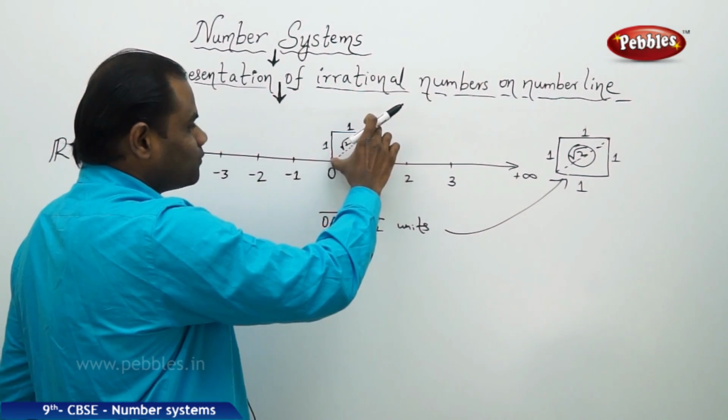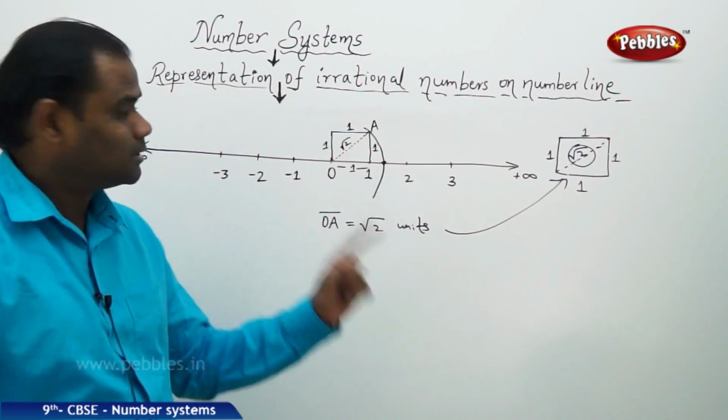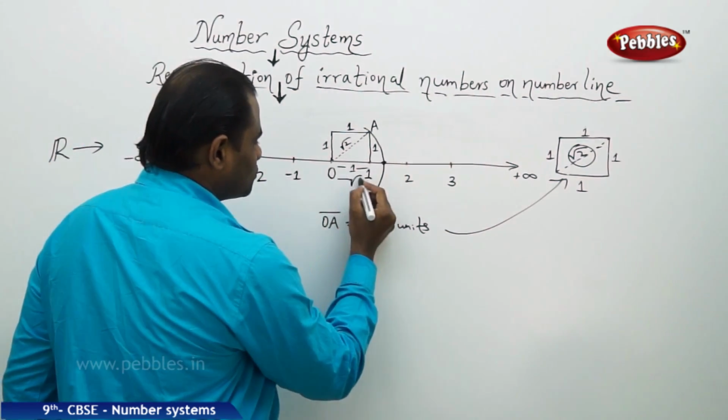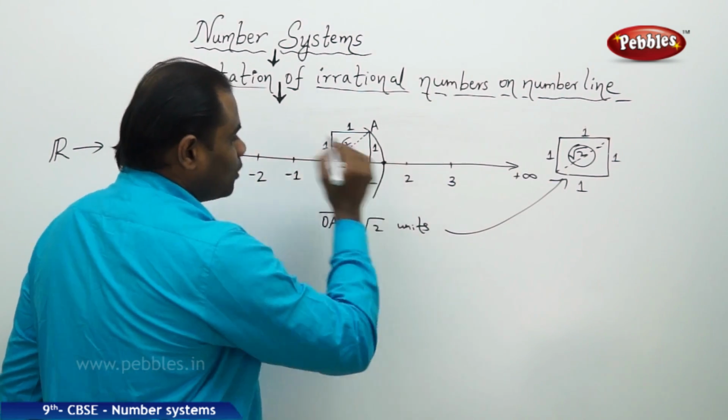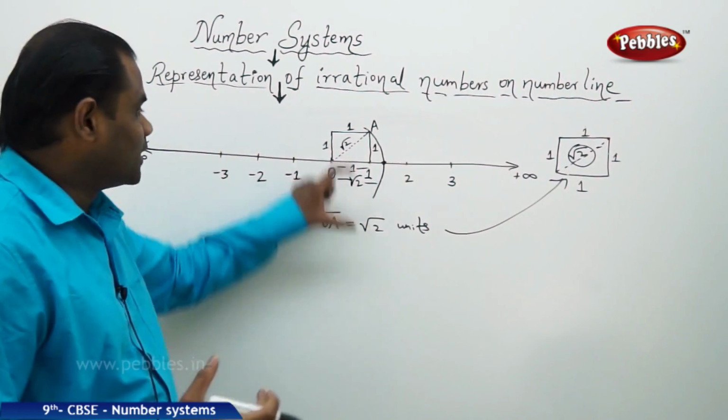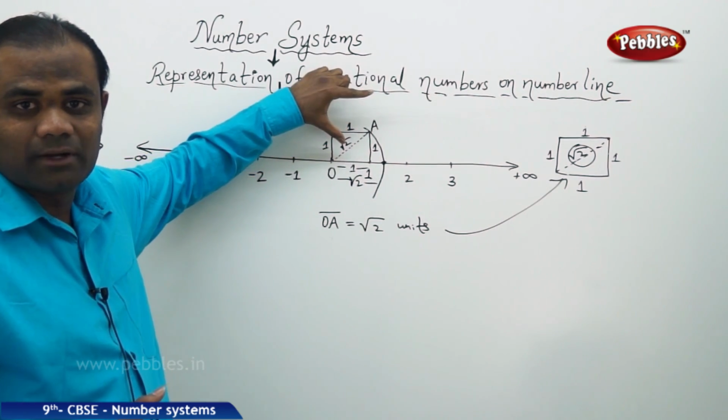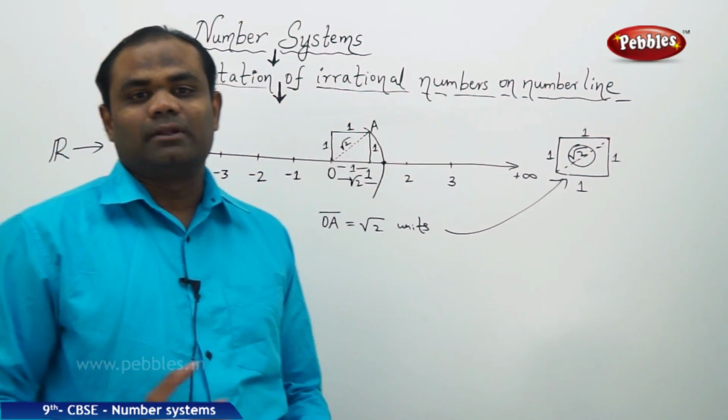Therefore, the radius of root 2 units made by the compass is nothing but the radius of the same root 2 units as made by the compass on the number line. And thus, we get the distance root 2 out of the square diagonal in this manner.